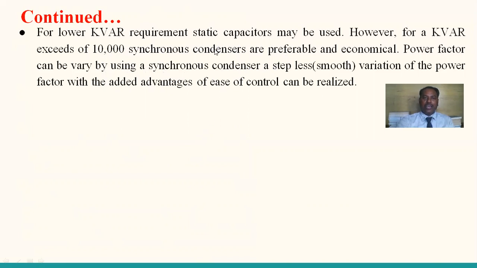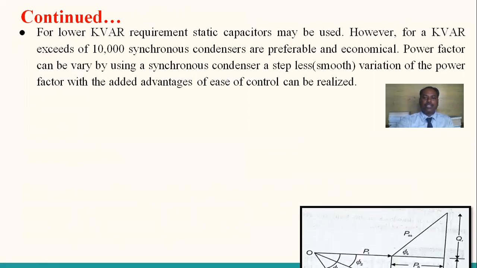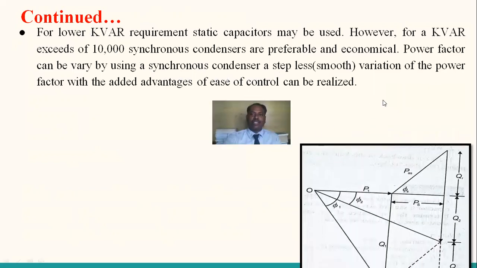Low kVAR static capacitors are used. When the kVAR requirement exceeds 10,000, synchronous condensers are preferable and also economical. Power factor can be varied in a stepless manner. In static capacitors, you switch in 100 kVAR, 200 kVAR, 300 kVAR, like this in steps. But this is not like that. It is a rotating system, and a smooth variation of the power factor is also possible. So let us analyze how it varies the power factor here.